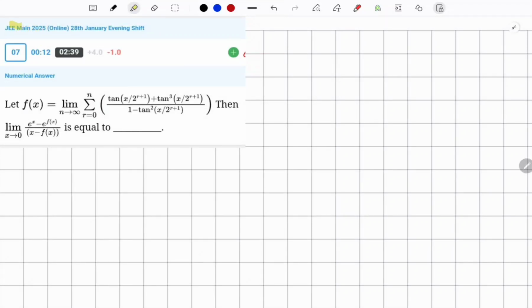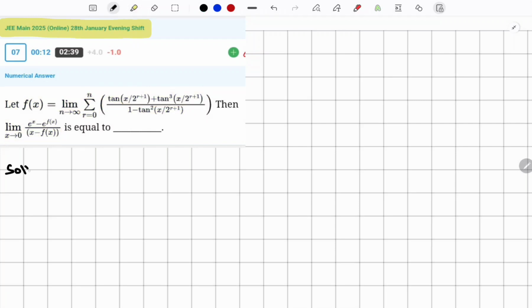In this video, we are going to discuss a question which is given in JEE Mains 2025. And the question is, let f(x) equal to limit n tends to infinity, sigma r equal to 0 to n, of [tan(x/2^(r+1)) + tan³(x/2^(r+1))] divided by [1 minus tan²(x/2^(r+1))]. Then limit x tends to 0, (e^x minus e^f(x)) divided by (x minus f(x)) is equal to?